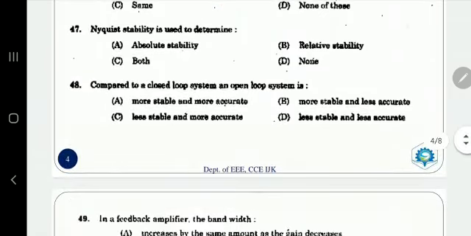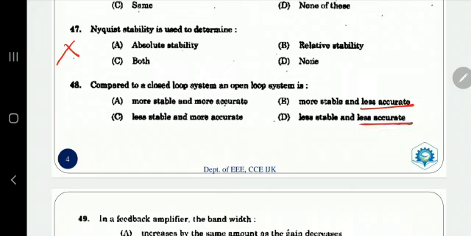Let's move on to the next question, question number 47. This question number 47 remains cancelled for PSC, so we can move on to the next one, the 48th question. Compared to a closed loop system, an open loop system is. We know that when we compare closed loop and open loop, the open loop is less accurate when compared with a closed loop system.